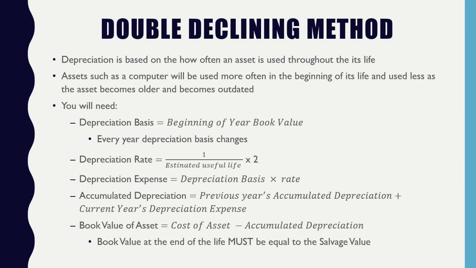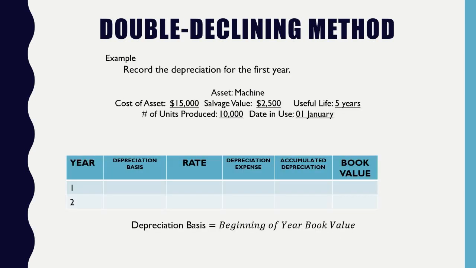And then your 2 other formulas will stay the same. The accumulated depreciation is your previous year plus your current year's depreciation expense. And your book value is going to be your asset cost minus your accumulated depreciation. So the last 2 stay the same. Here we're going to have a different basis, a different rate, and the expense is basis times rate.